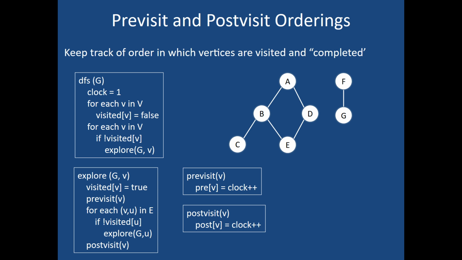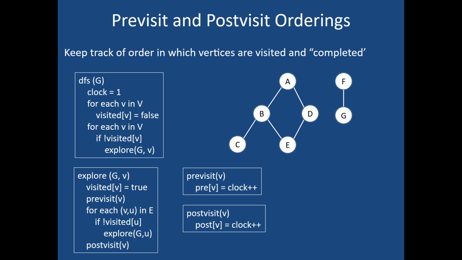And those pre and post times are a big reason that we're interested in depth-first search. Most of the time we do depth-first search just to compute those pre and post times to do something else with them. For example, in the Kattis problem this week, the first thing you're going to want to do is take the graph and compute the pre and post times so that you can then run a DAG algorithm on the graph. So let's remember how pre and post times work.